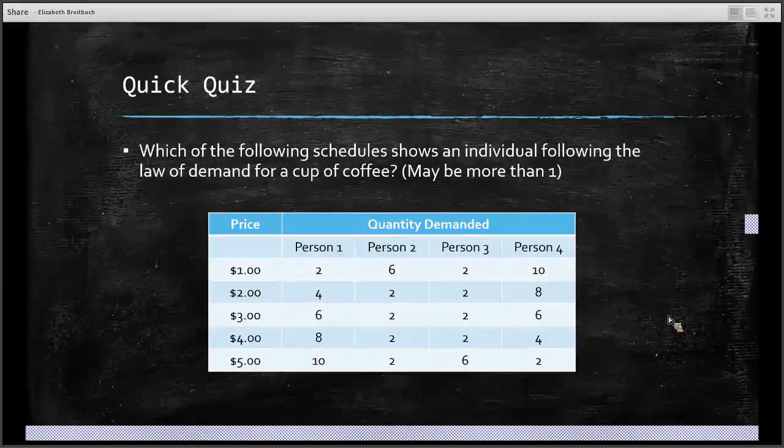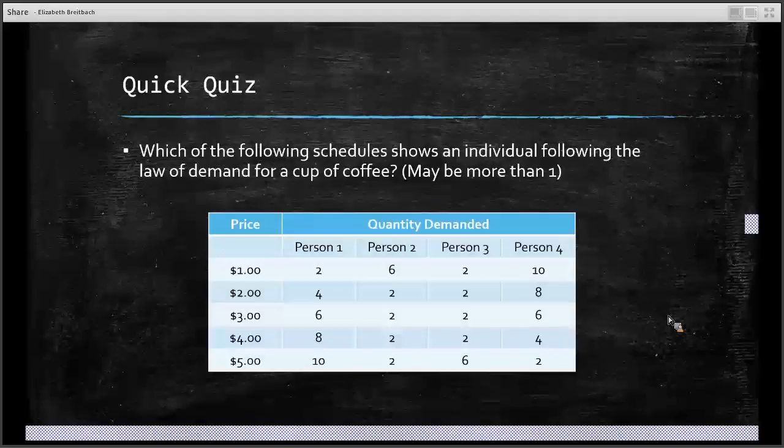All right, so hopefully you've paused and determined whether each of the individuals follow the law of demand. For person 1, when the price of the product is $1, they buy 2 units of coffee. But when the price is $5, they buy 10 units of coffee. That is crazy, right? As the price goes up, they buy more. Who buys more when things become more expensive? That is, again, not going to be the case. And so person 1 does not follow the law of demand. There's not an inverse relationship between price and quantity.